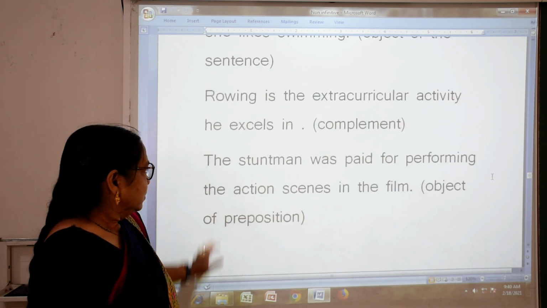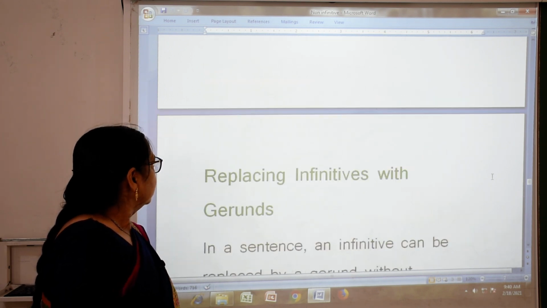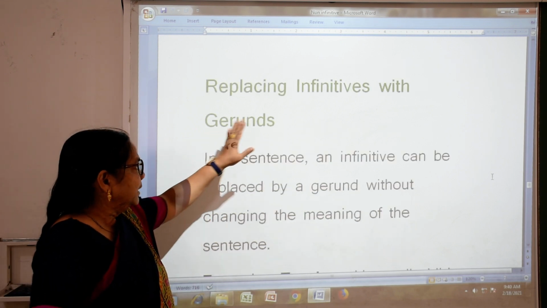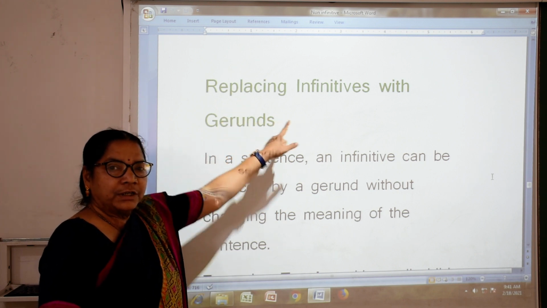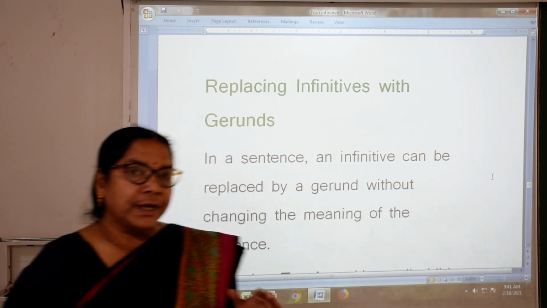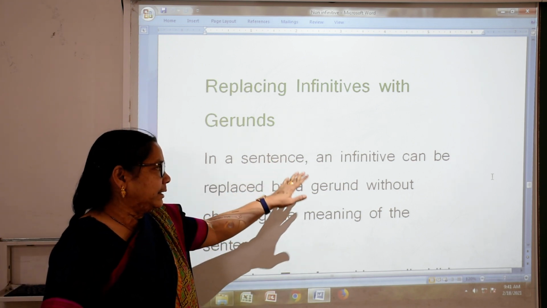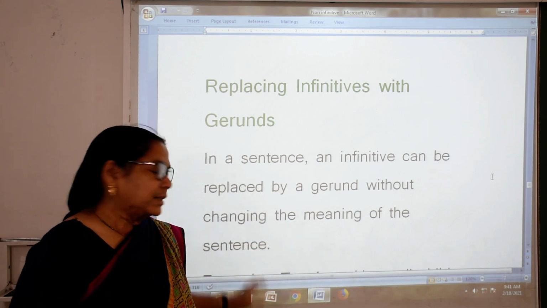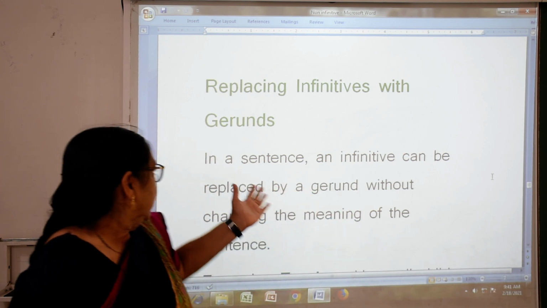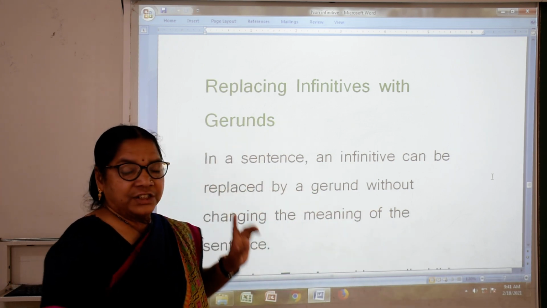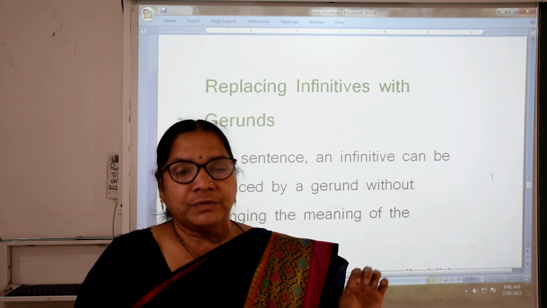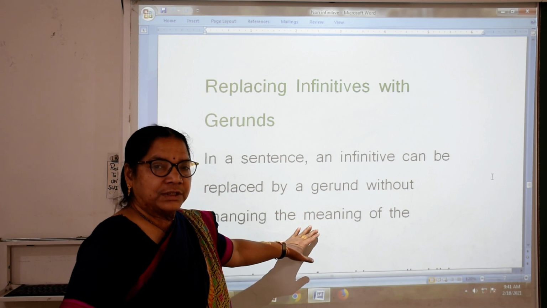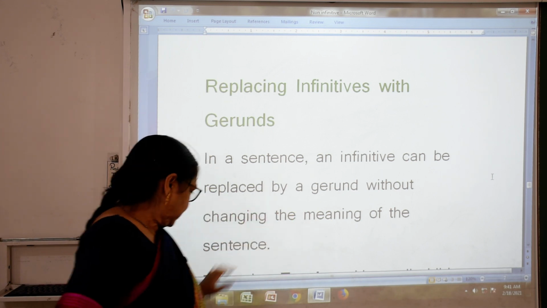Now replacing infinitive with gerund. How to replace? What is the infinitive here? To, no? And we have to replace it. In a sentence, an infinitive can be replaced by a gerund without changing the meaning of the sentence. The meaning should not be changed when we replace, okay.